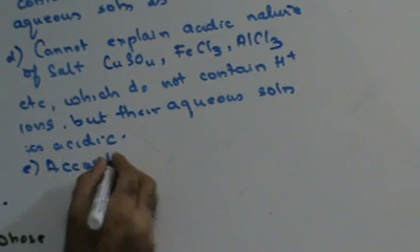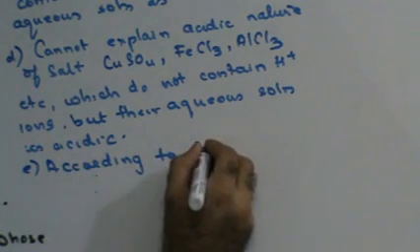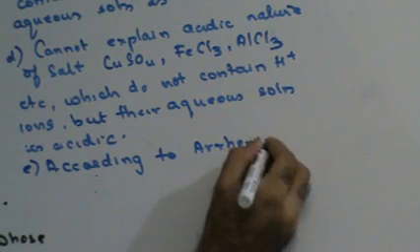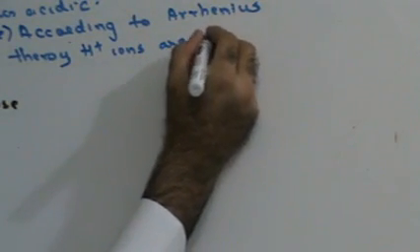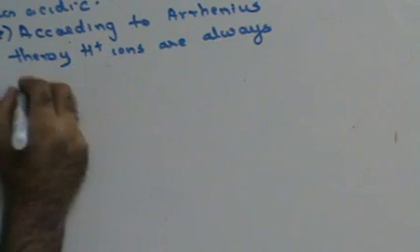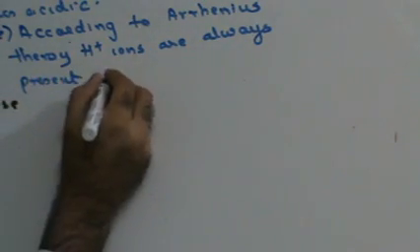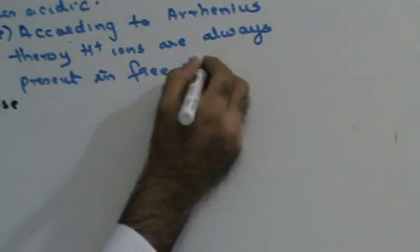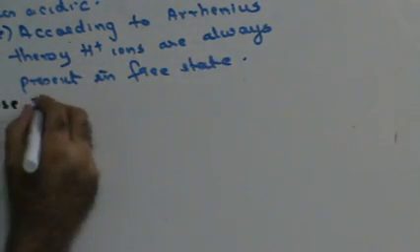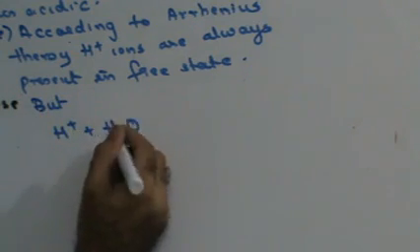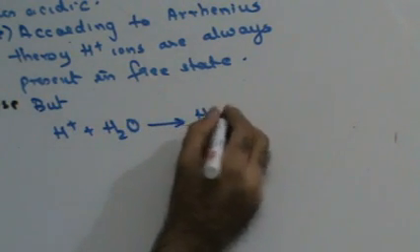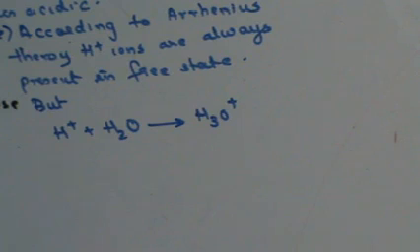According to Arrhenius theory, hydrogen ions are always present in free state. But hydrogen ions react with water molecule to form hydronium ions, positively charged hydronium ions, right?